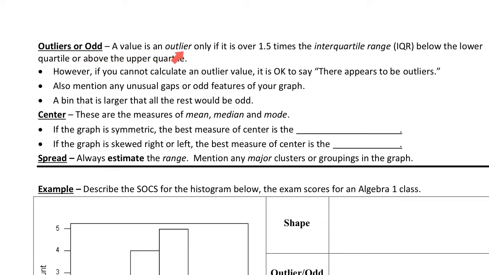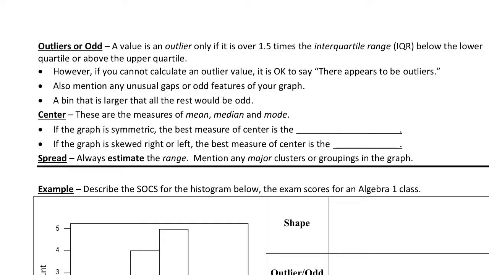If a value is an outlier, we know mathematically it's 1.5 times the interquartile range below the lower quartile or above the upper quartile. Now that's the mathematical definition. On a histogram, that's very difficult to calculate. So if you can't calculate the outlier value, it's okay to say there appear to be outliers. Also mention any unusual gaps or odd features of your graph. A bin that is larger than all the rest would be something that's odd.